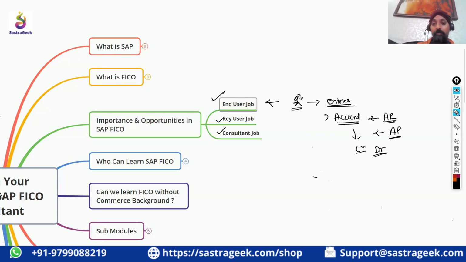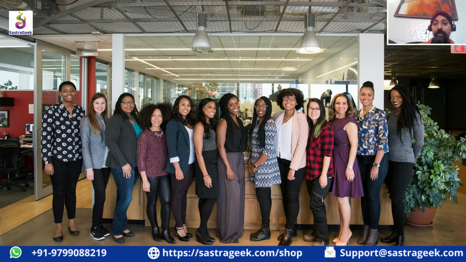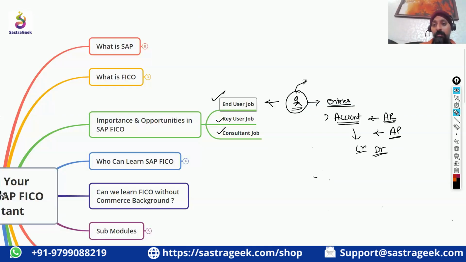In one company, the number of end users in a big company in the FICO part itself can be somewhere from 200 till 2000. That number of end users can be there. They are managing the accounts.